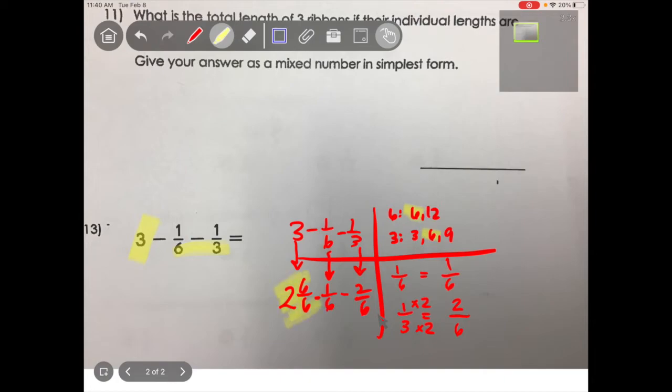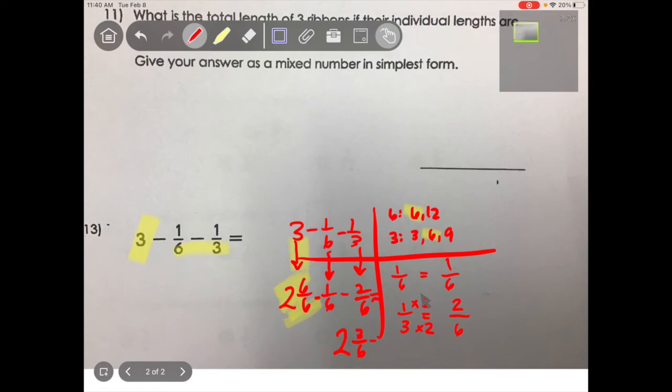And you'll notice that 2 and 6/6 keeps the value of 3, right? Because 6/6 is one whole, and that whole with the 2 is still 3. So the value is still 3. But now that we've decomposed the 3 into a whole number and a fractional part, now we can subtract. So 2 and 6/6, let's deal with the fractions here. 6/6 minus 1/6 would give me 5/6, minus 2/6 would give me 3/6. So that would be 2 and 3/6.